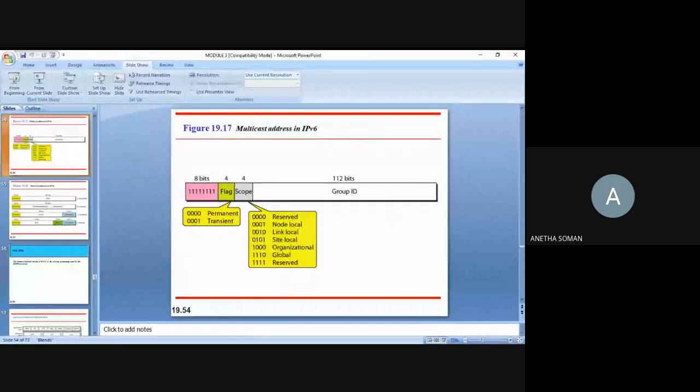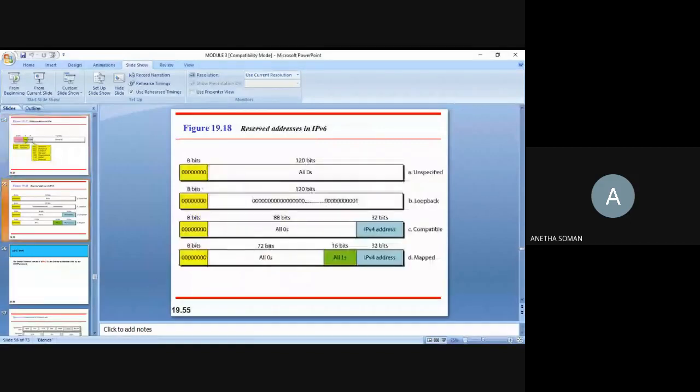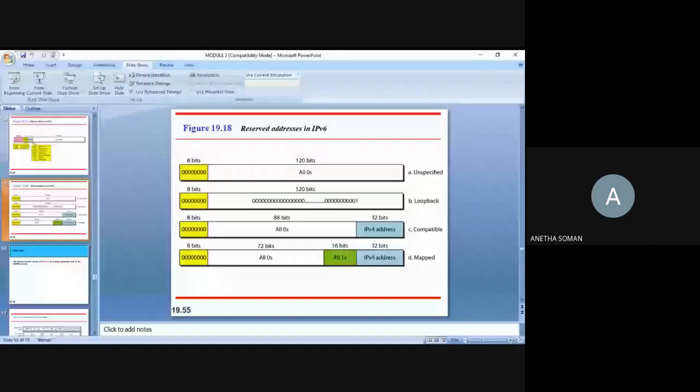Now this IPv6 has got some reserved addresses also. Reserved addresses are of 4 types: unspecified, loopback, compatible, and mapped. So the unspecified address: in class E, it was meant for reserved purposes. It is reserved for some other specific purposes. Similarly, IPv6 also supports reserved addresses. You have 4 different types: unspecified, loopback, compatible, and mapped.